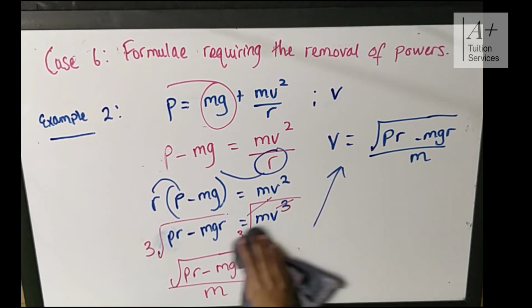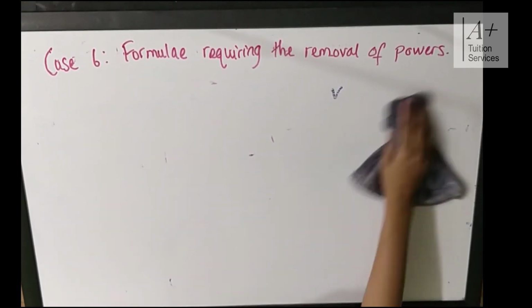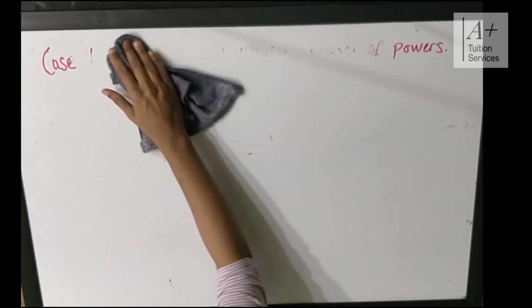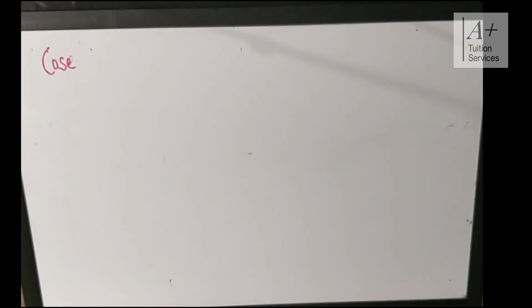I'm going to erase now and we'll look at the final case, which is case 7. Case 7, it gets a little harder, but it gets easier as we work. And if possible, we could probably do another session on this so we can understand it better.